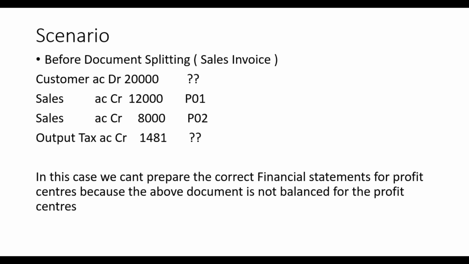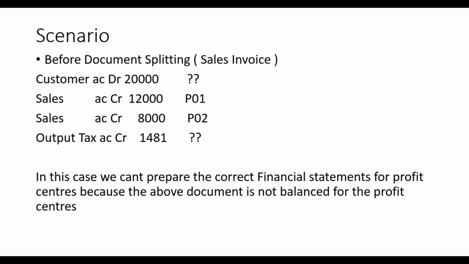Now the problem is we don't have a profit center for this 1,481, the tax amount. For this tax line item you won't get any profit center because it is not a manual entry; it is automatically calculated by the system. Similarly for the customer, because we enter the profit center only for the P&L line items, which is my revenue here. But for the balance sheet item, the customer, we don't have the profit center.